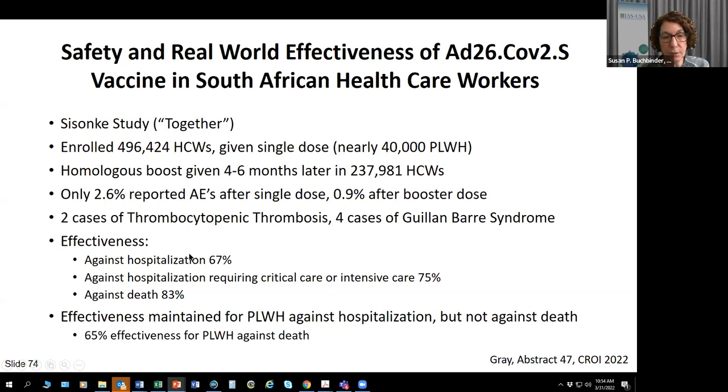This was the effectiveness of the vaccine. It was 67% effective against hospitalization, 75% effective against hospitalization requiring critical care or intensive care, and 83% effective against death. The effectiveness was maintained for people living with HIV against hospitalization, but not against death. So it was only 65% effective for people living with HIV against death, as opposed to 83% in the overall study.